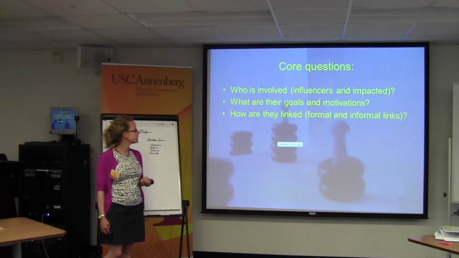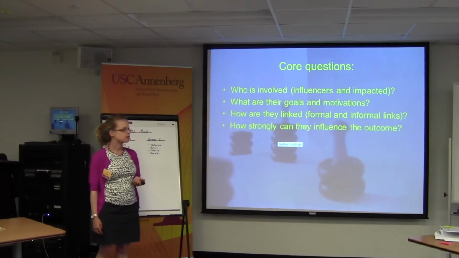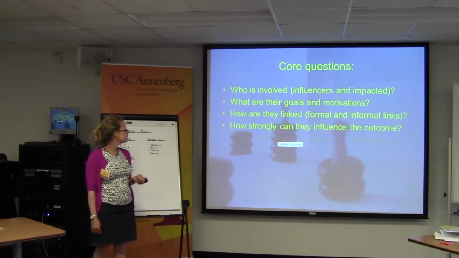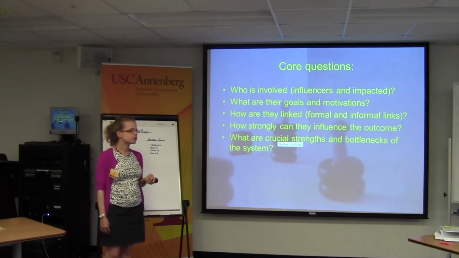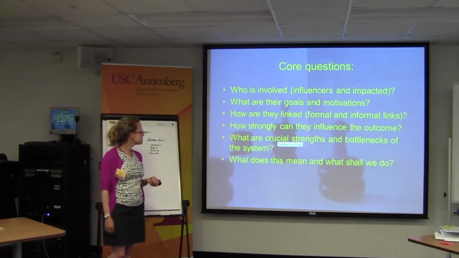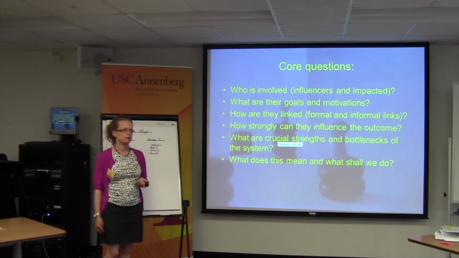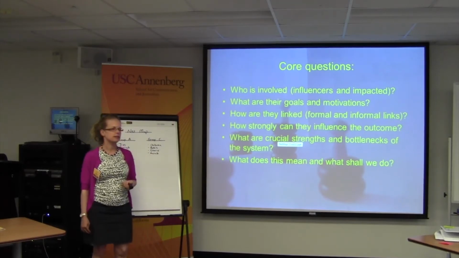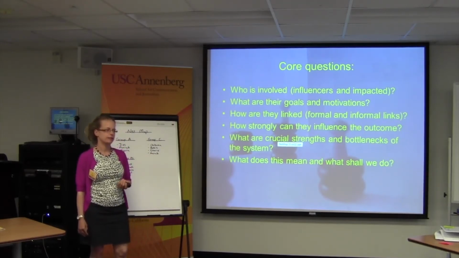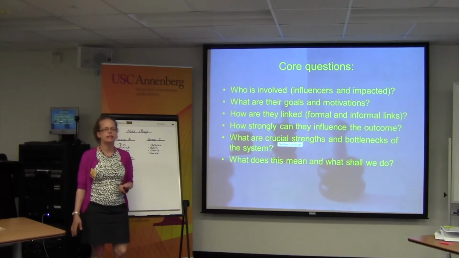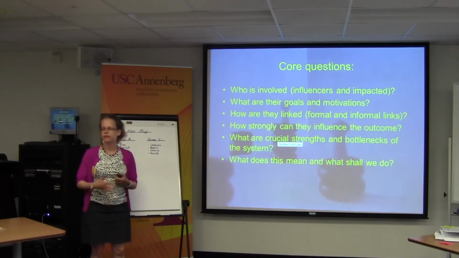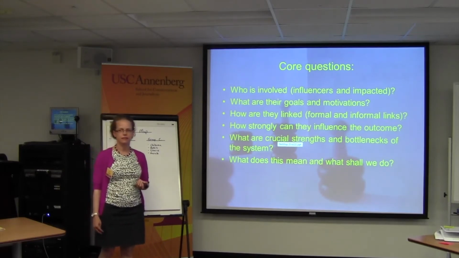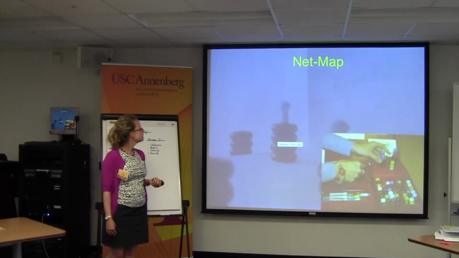How are they linked with formal and informal links? And how strongly can they influence whatever outcome you're looking for? What are the crucial strengths and bottlenecks in this system? And in the end, what shall we do about it? So these are the questions that you can answer by doing NetMap, and you can answer these questions for basically any challenge that involves multiple actors and conflicts and different goals of actors.